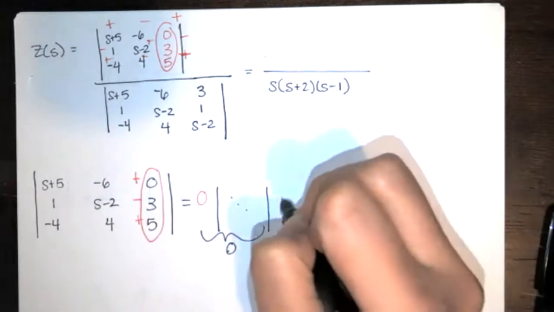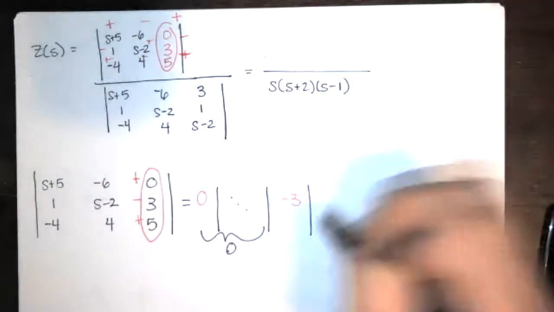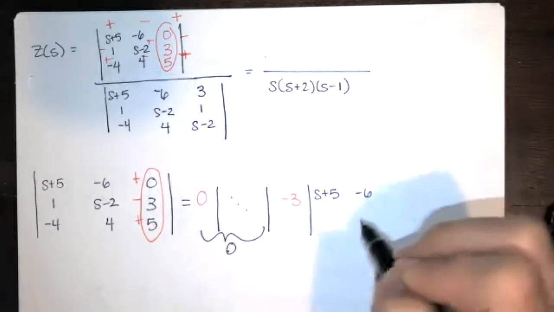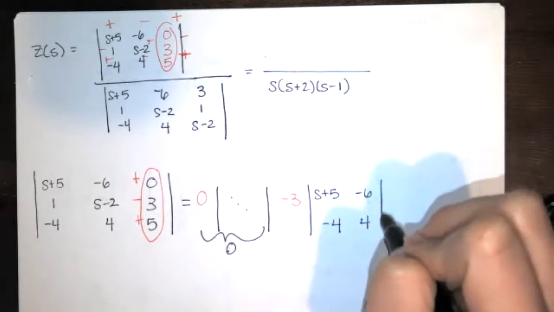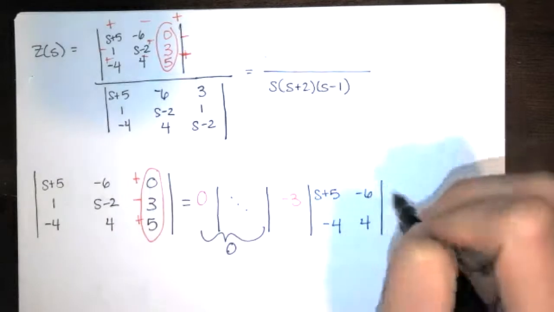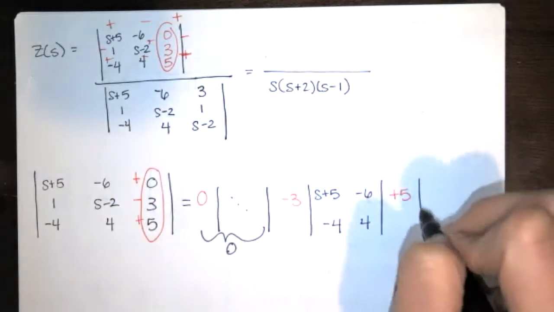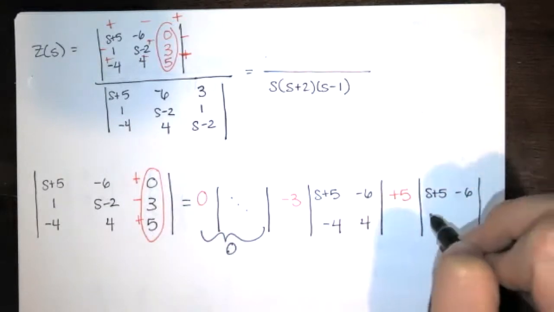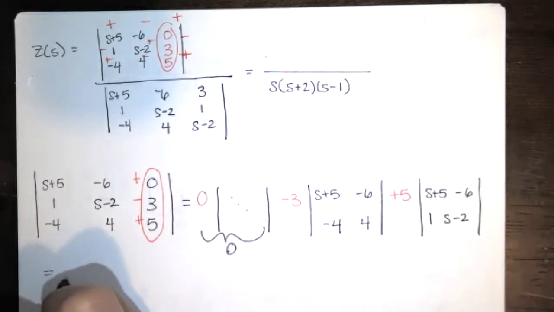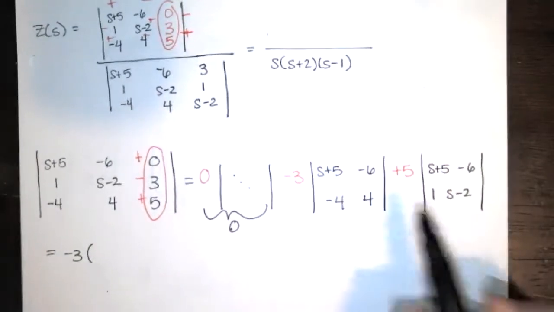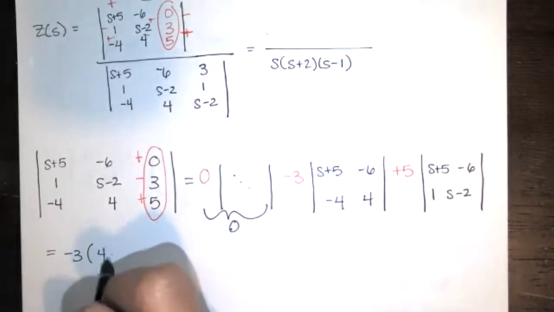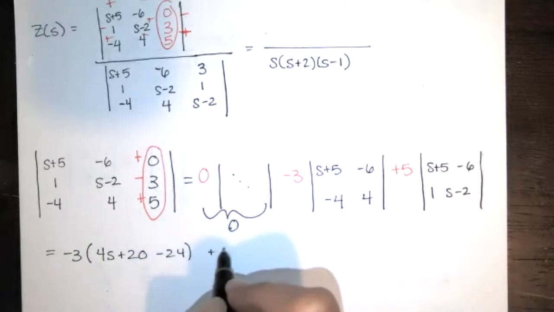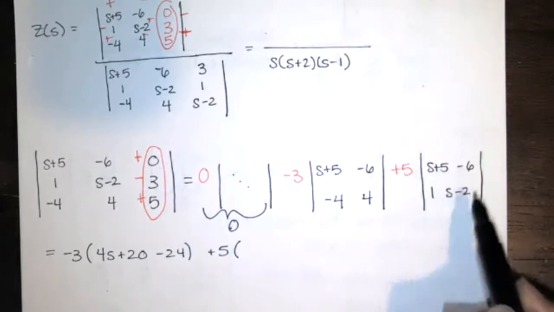And then the next part is -3 times what we get when we cross out the row and column containing the -3. We've got an s plus 5 and a -6 in the top row and a -4 and a 4 in the second row. And then the last one is a +5 times what we get when we cross out the row and the column containing the 5. So I have an s plus 5, a -6, a 1, and an s minus 2 here. So I have -3 times this determinant. If I distribute that 4, I get a 4s plus 20. And then I'm subtracting 24 from that. And over here, I have 5 times s plus 5 times s minus 2.